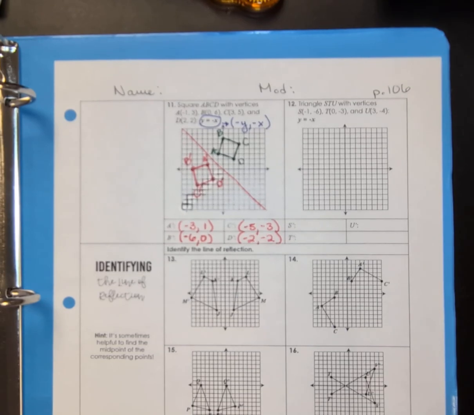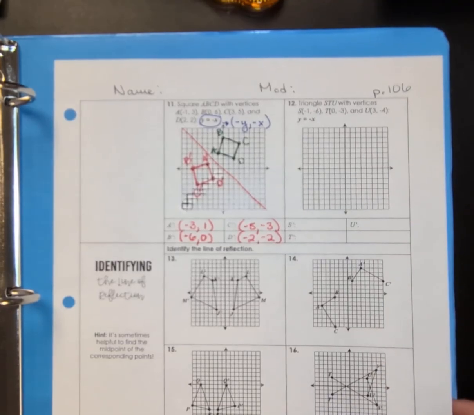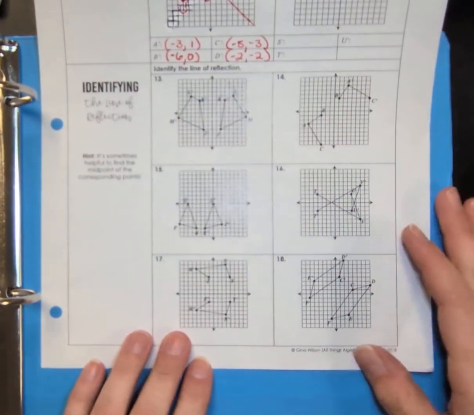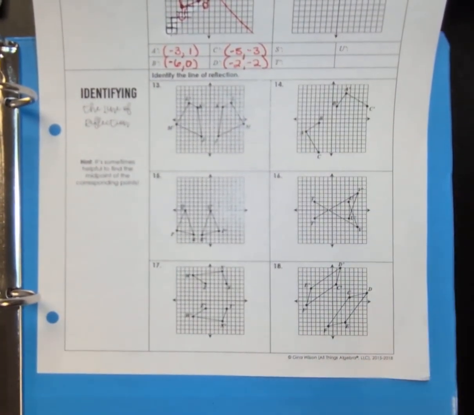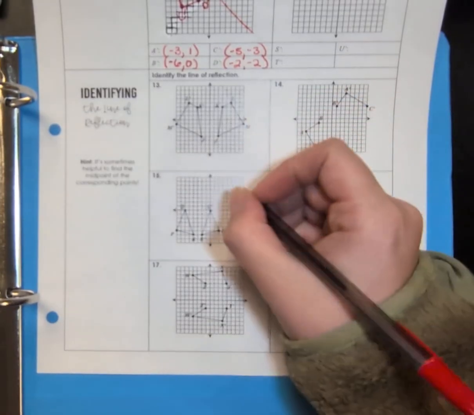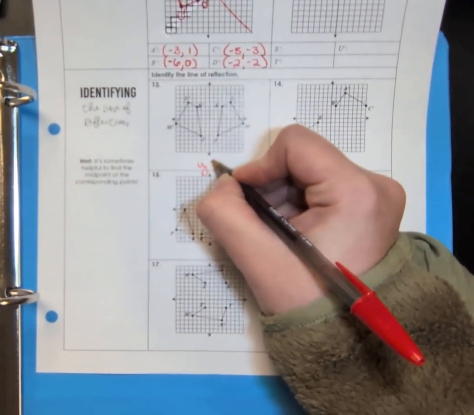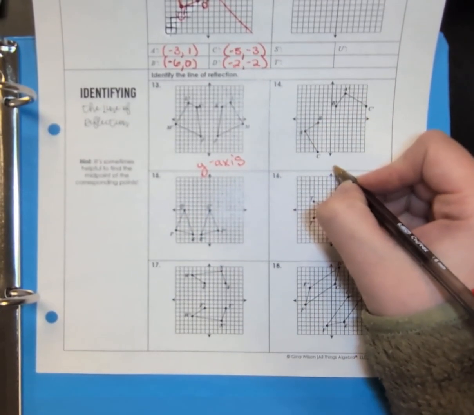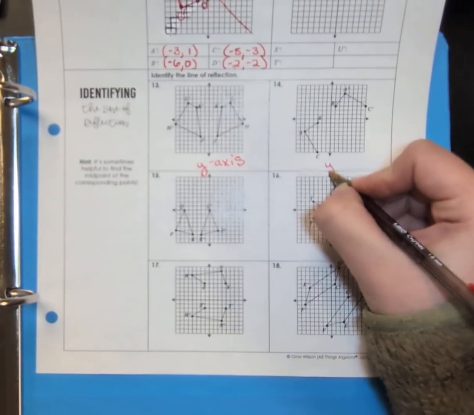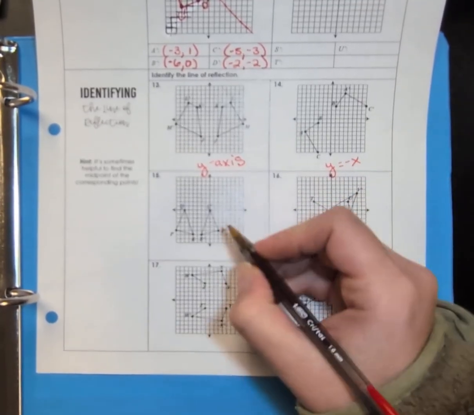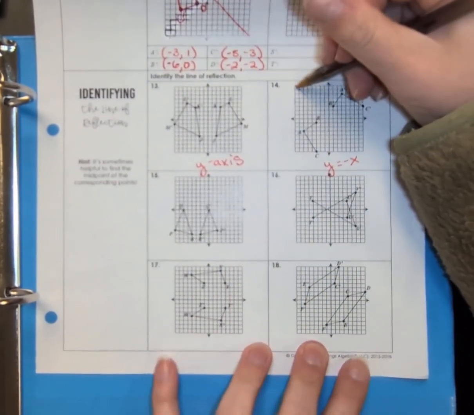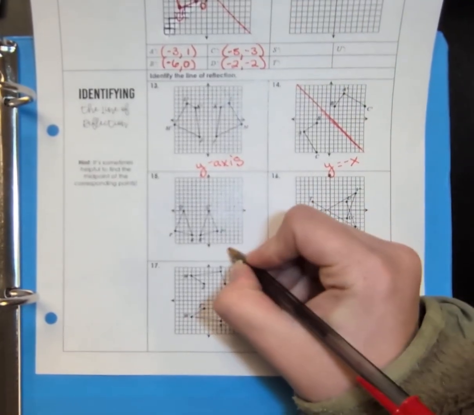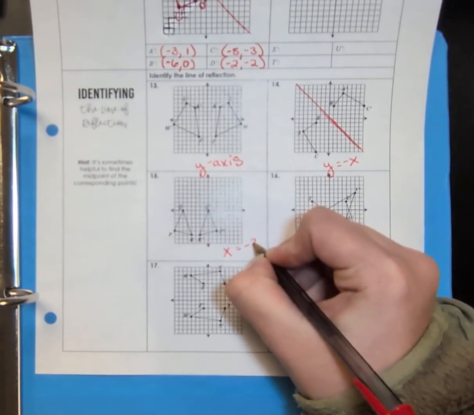So the rest of your notes is just identifying what line of reflection it was. You should be able to just look at it and tell me what it was reflected over. Like number 13, y-axis, good. 14, x equals y, no, y equals x. Y equals negative x, because it's flipped through this. X equals negative 3, good.